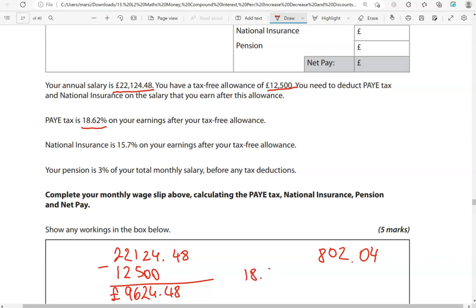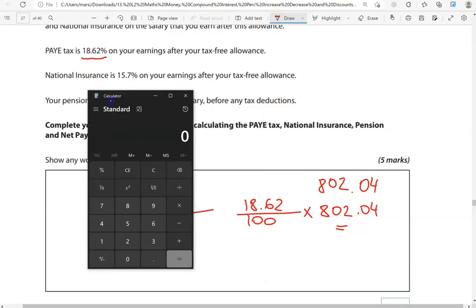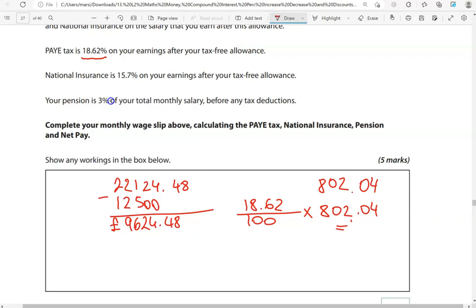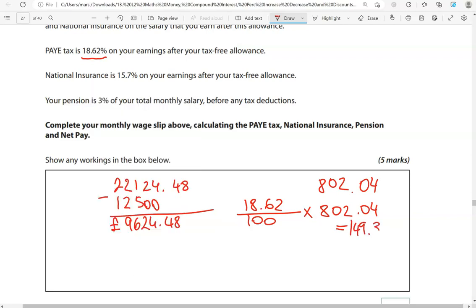Tax is at 18.62%, so 18.62 out of 100 of the amount, which is £802.04. So 18.62 divided by 100 times 802.04 gives us 149.34.